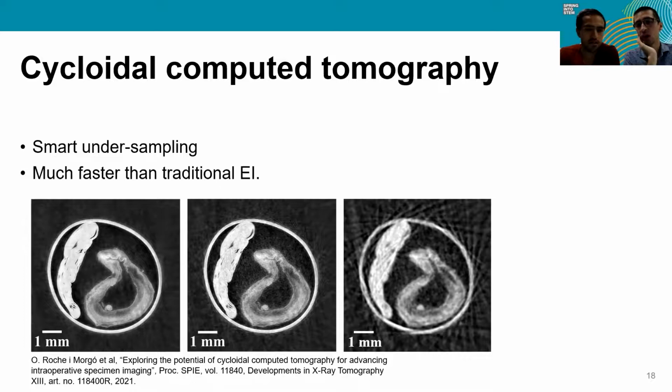If you want to elaborate on your question, put it in the chat, and then Naomi will unmute you at some point. So the next question is, are there modifications to conventional CT scanners for cycloidal CT?